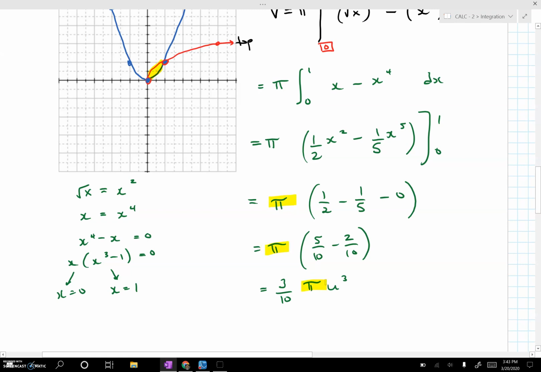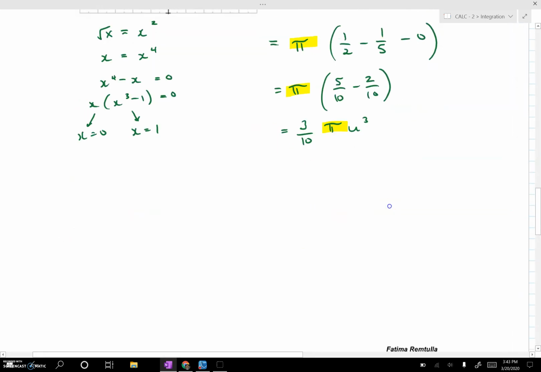Okay, so don't forget the pi, and notice I've written units cubed. Awesome, let's try another one.